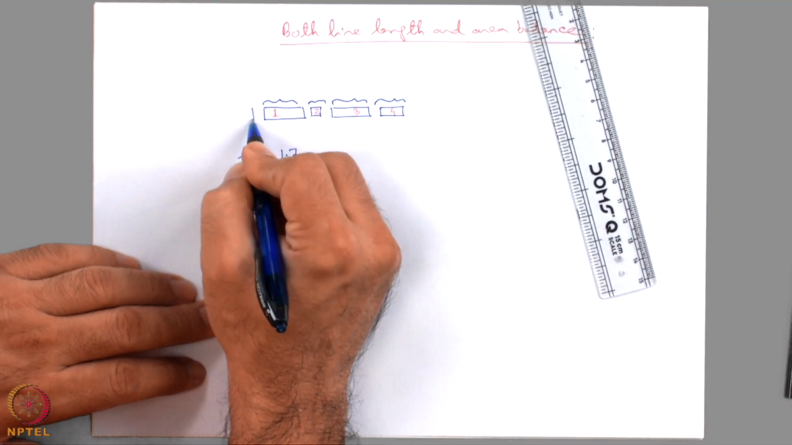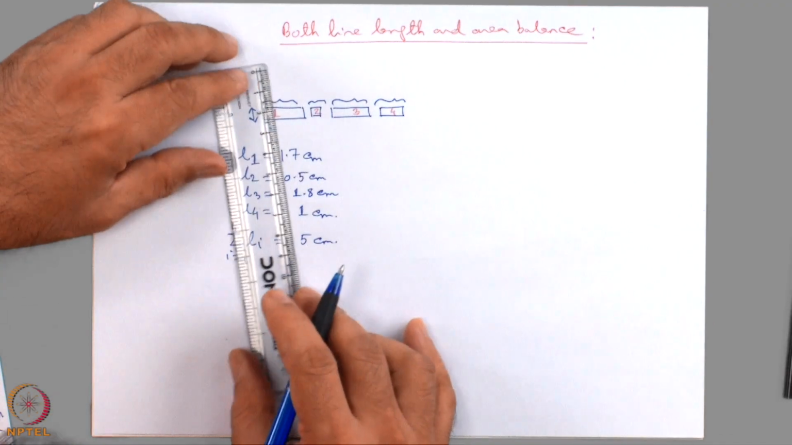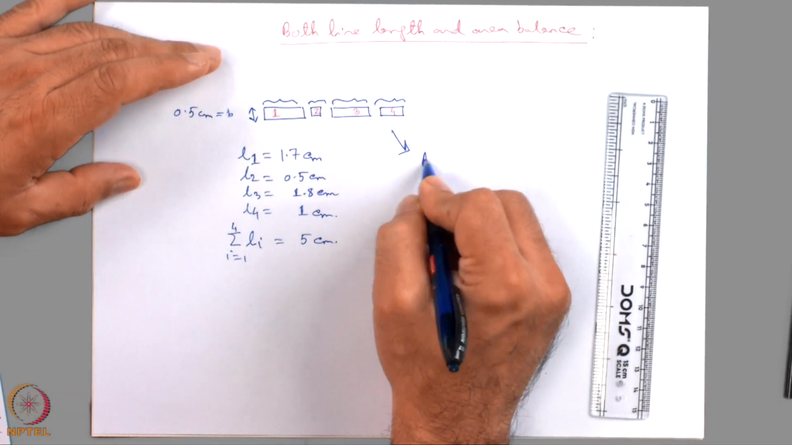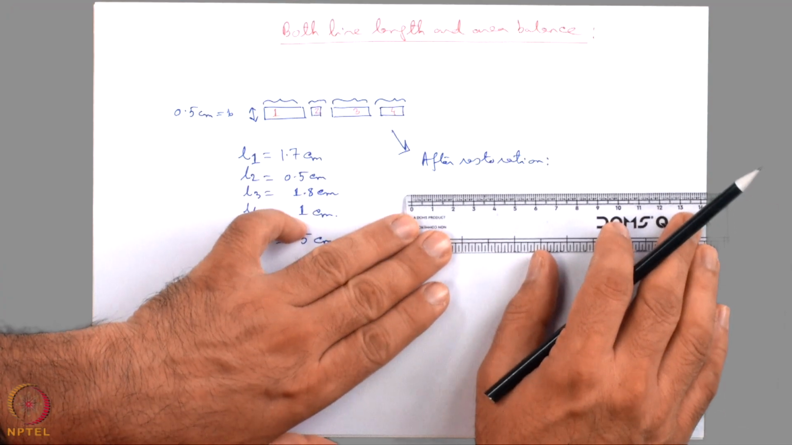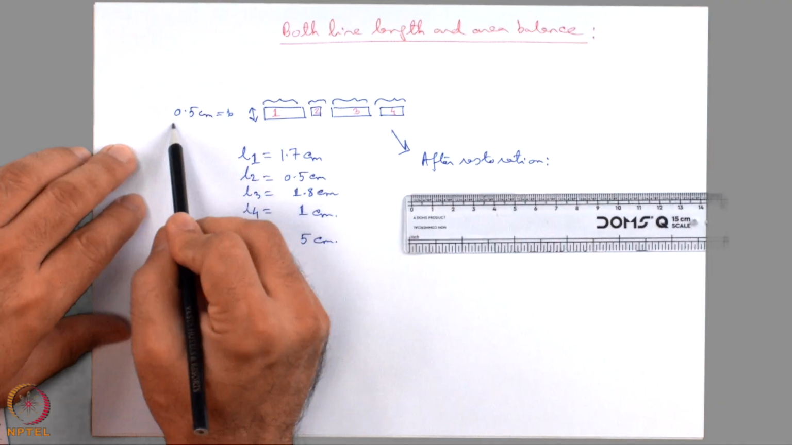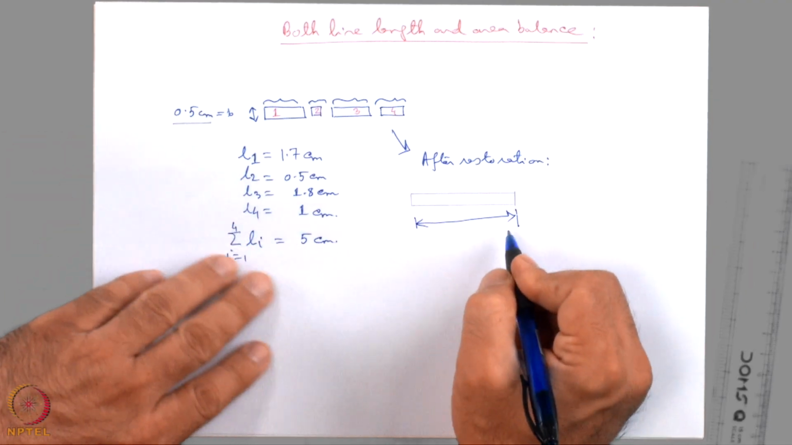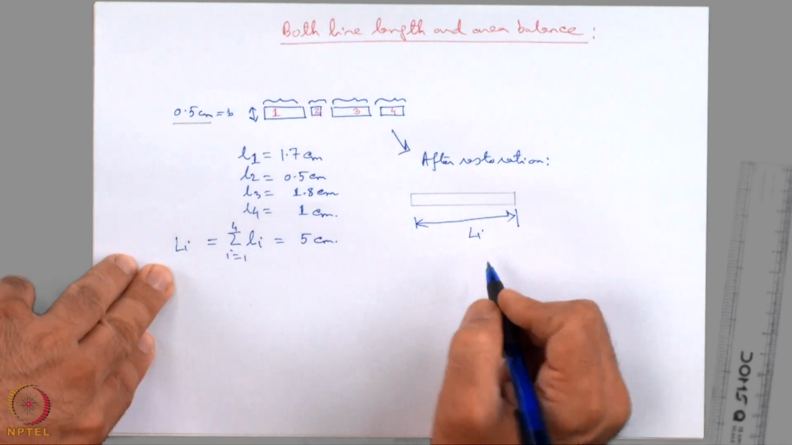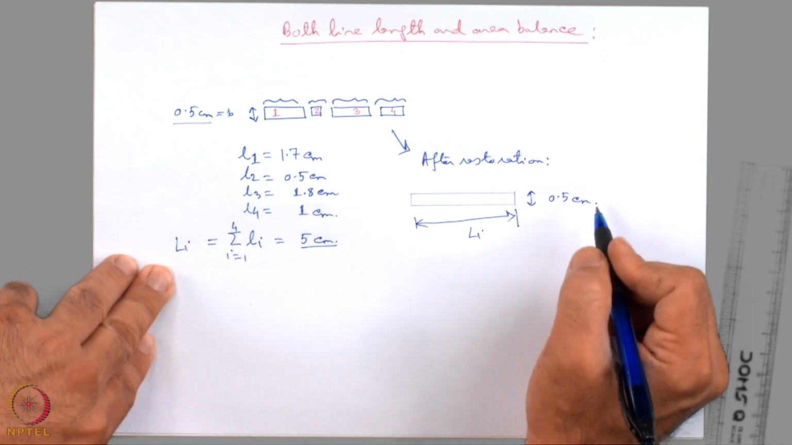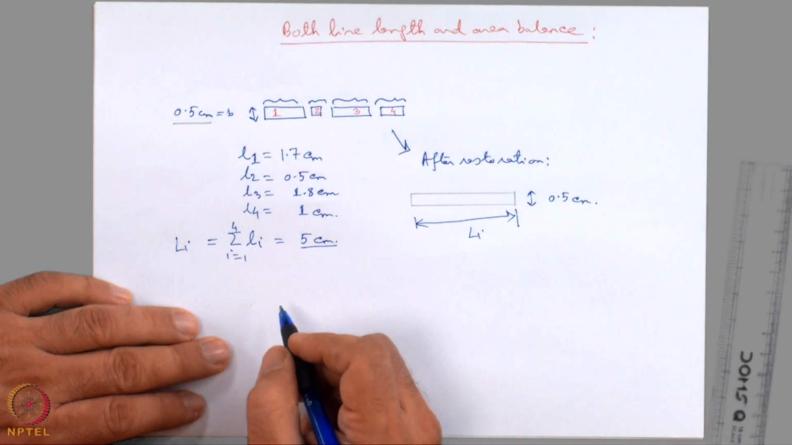Let us find out this width by measuring. B is equal to 0.5 centimeter. So, after restoration, it will be a rectangle of 5 centimeter length and 0.5 centimeter width. Here the length is 5 centimeter and the width is 0.5 centimeter. In this process, both line length and area have been balanced.